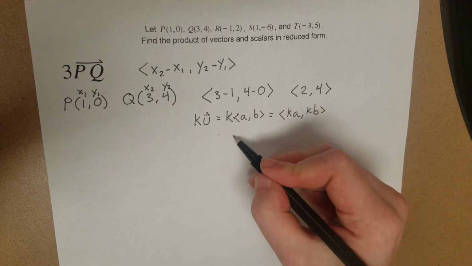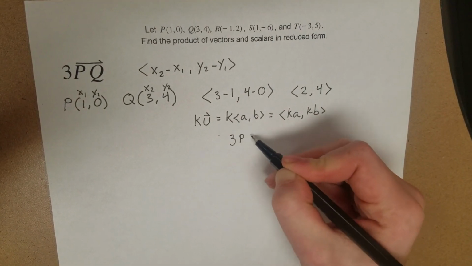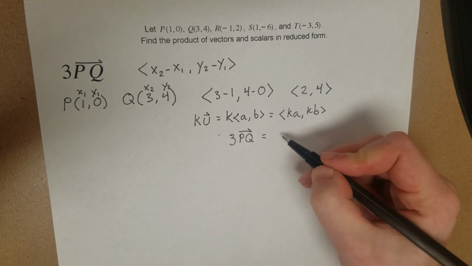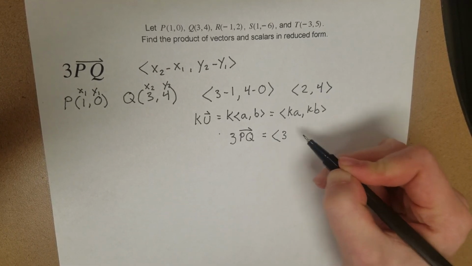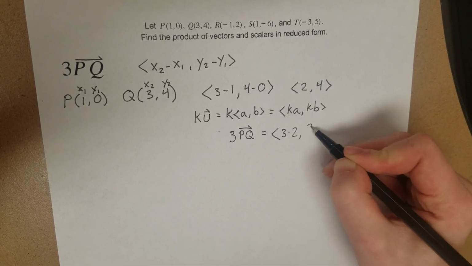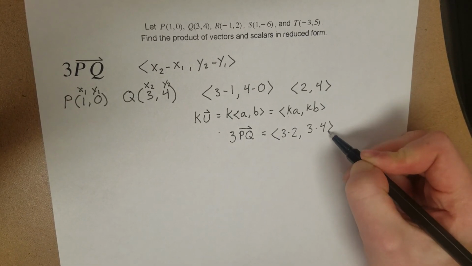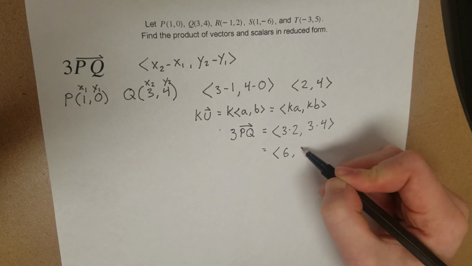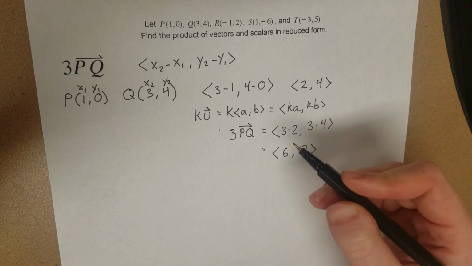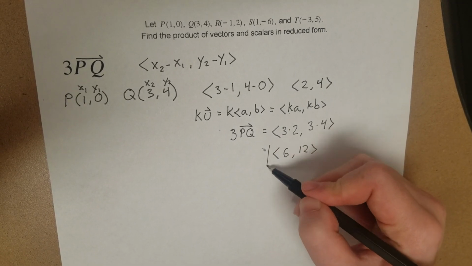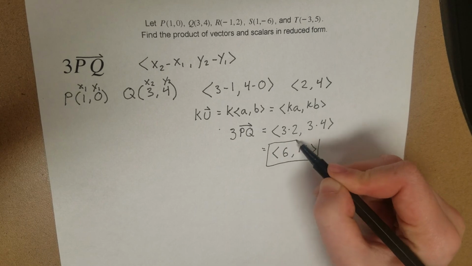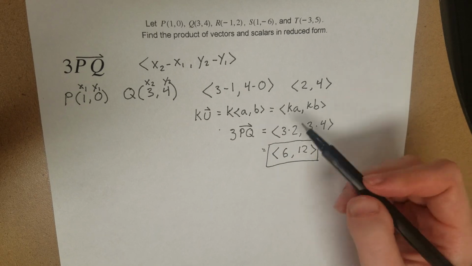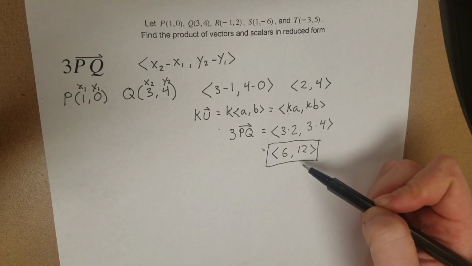So applying this formula, we find that 3 times the vector PQ is going to be equivalent to 3 times 2, 3 times 4, and now we'll just clean up these products to give us the vector 6, 12. And this is the resultant vector that we were looking for. If in later problems you're multiplying your scalar as a fraction, you may have to reduce these products into their simplest form.